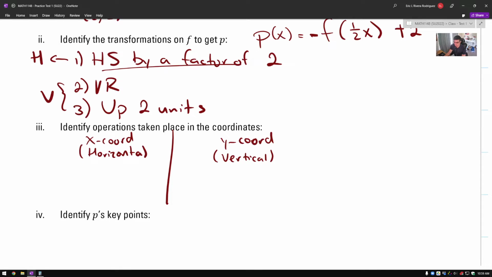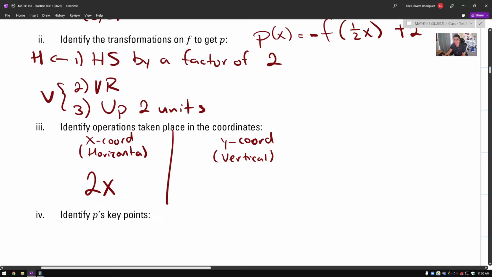This description will tell us what to do with the x coordinate. Horizontal stretch by a factor of 2 means that we are going to multiply all the x coordinates by 2. Vertical reflection and up 2 units: vertical reflection means that we are going to multiply all the y coordinates by -1. Up by 2 means that we are going to add 2 to all the y coordinates.